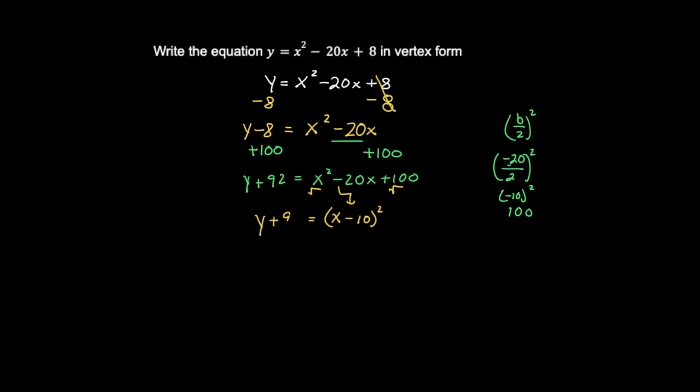We'll have y plus 92 on the left side. Now, in order to finish getting in vertex form, y does need to be by itself. So I'm going to just solve this for y. I will subtract 92 from both sides.